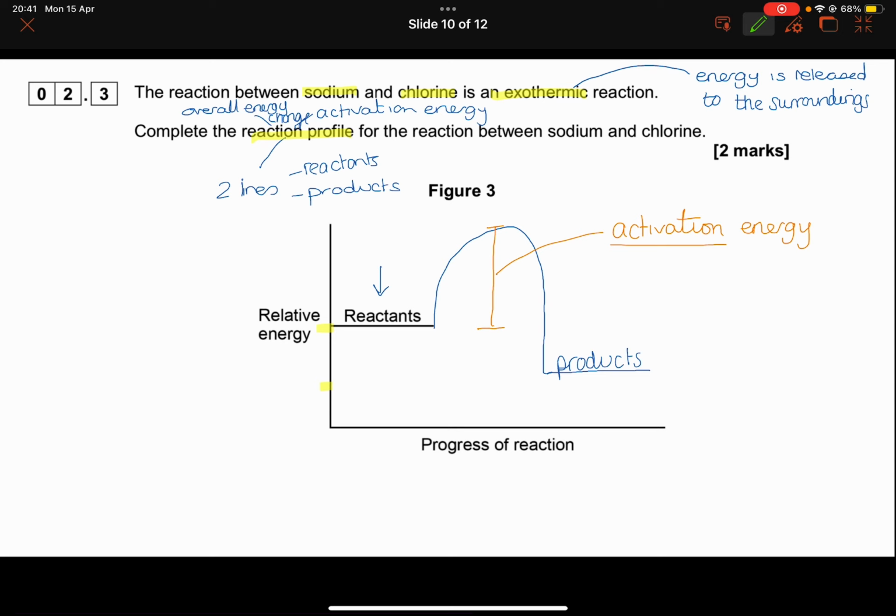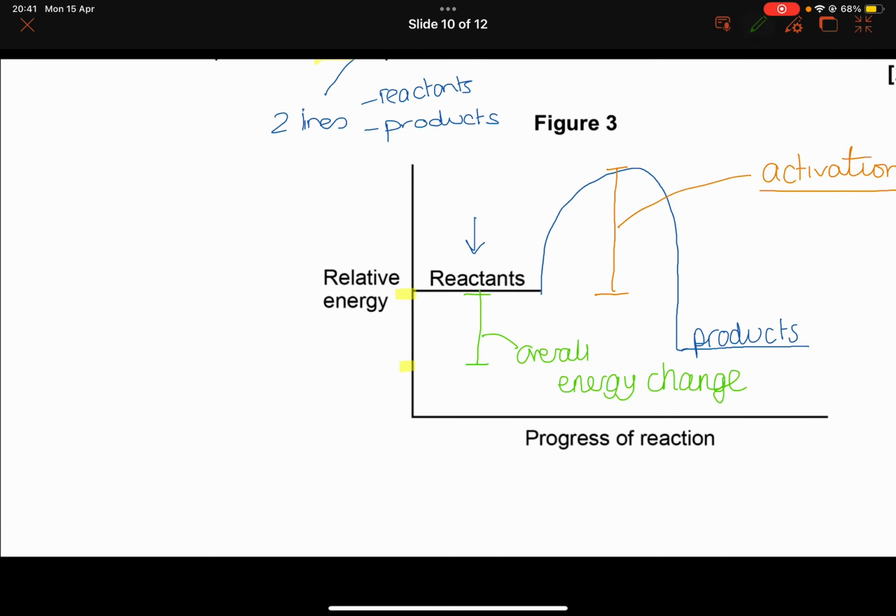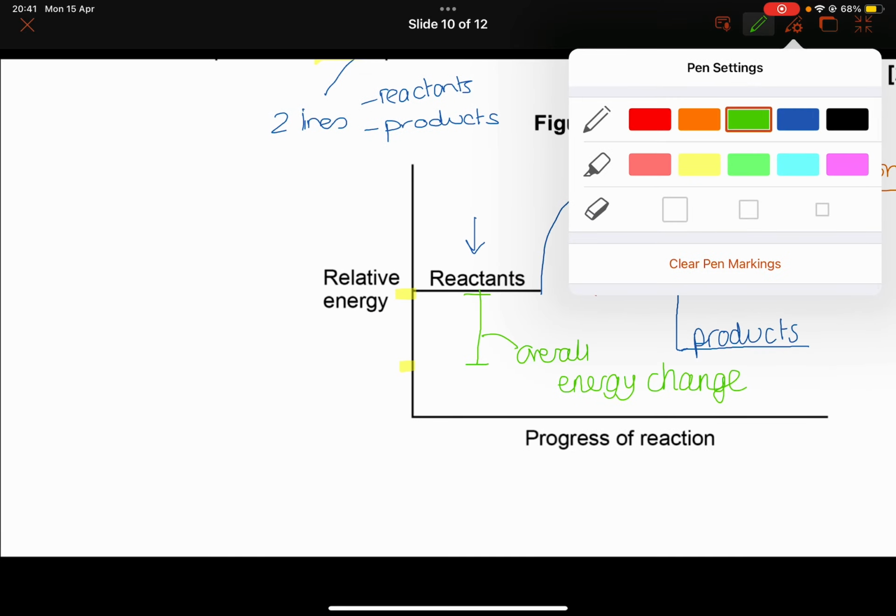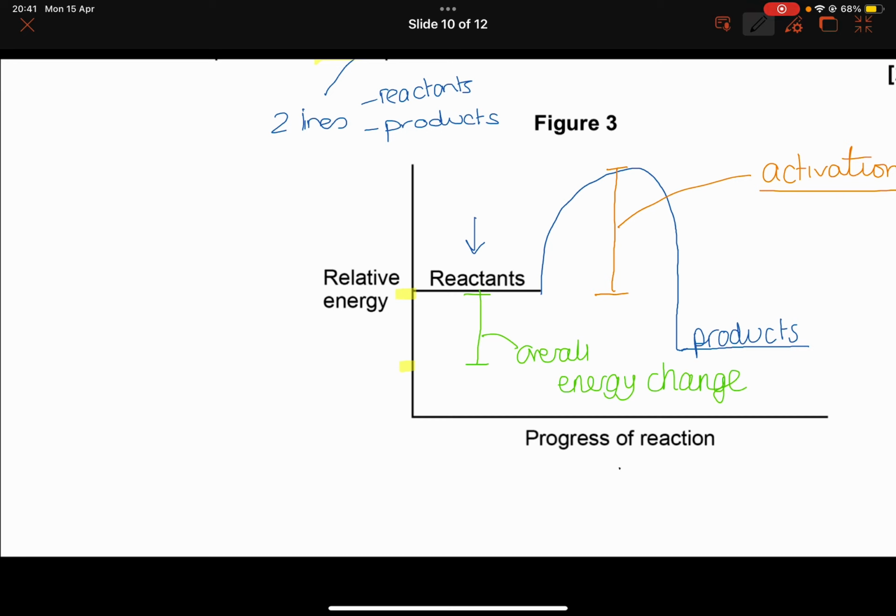The other label, again, it's the difference between the two, between the reactants and the products. That is called your overall energy change. And that is, in this case, how much energy has been released to the surroundings. If it was endothermic, that would be how much energy is absorbed from the surroundings. On the topic of endo, I'm just going to quickly sketch how that would look different. So this one is your exothermic. In an endo, the labels would be the same.